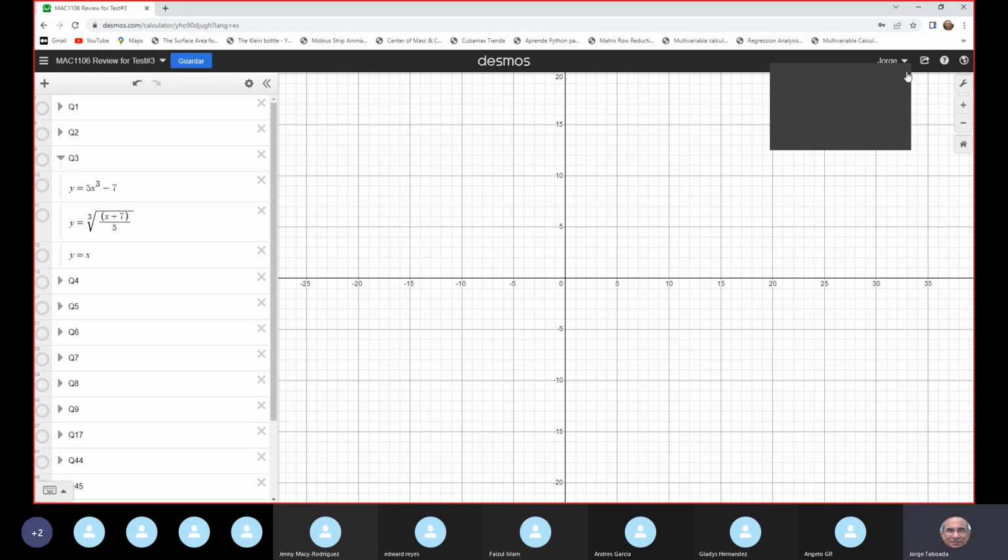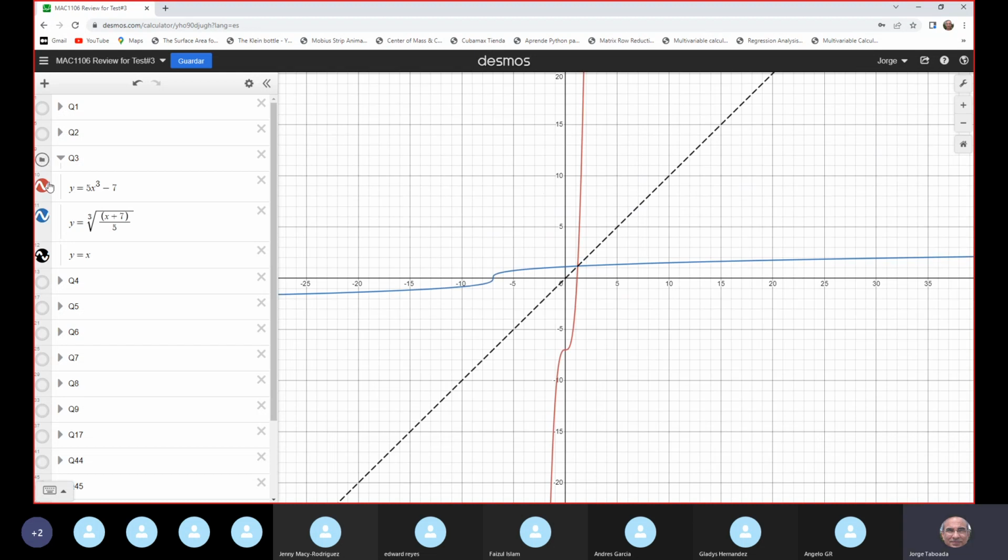Do you see or no? Okay, I copy the original. The inverse is a copy too. Look, the red one is the original. It's obvious. It's a cubic function, the same shape, but with a vertical stretch and 5 units down.